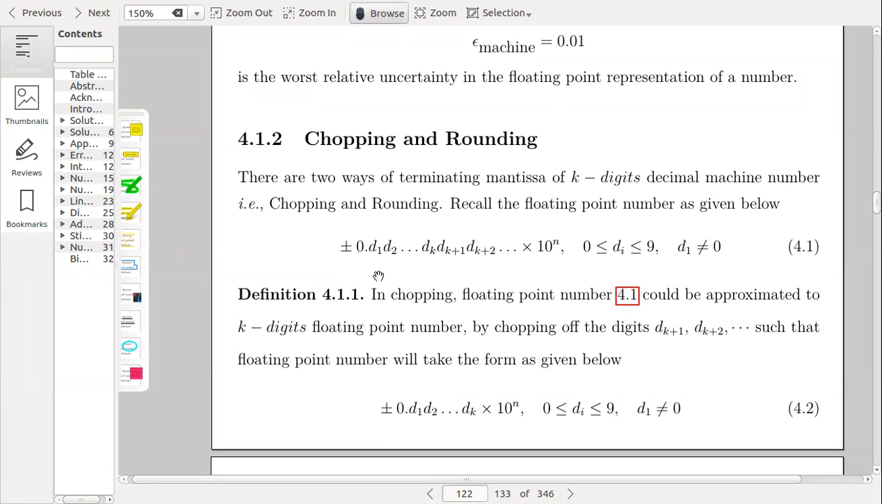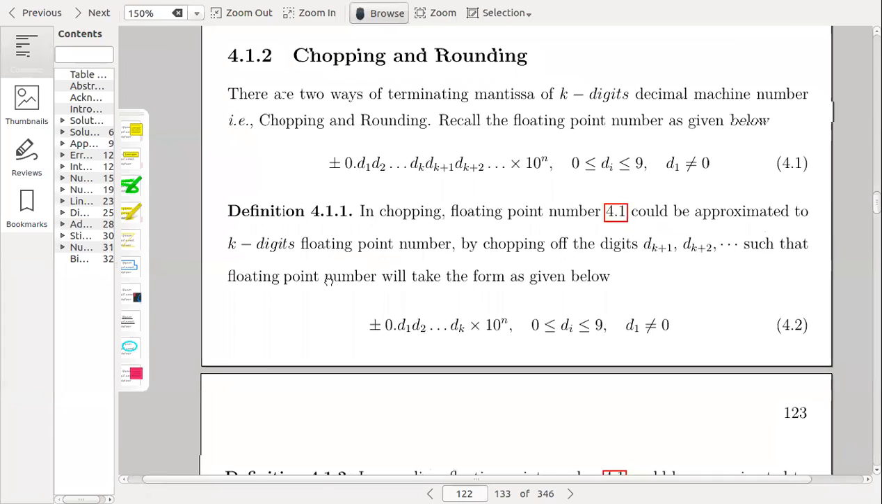So plus minus 0.d1, d2, so on, dk, dk plus 1, dk plus 2, so on, multiplied by 10 power n. And each di, that is d1, d2, d3, lies between 0 and 9, and d1 is not equal to 0.